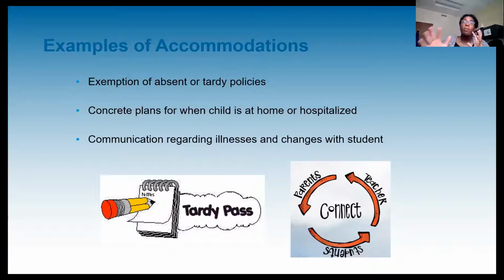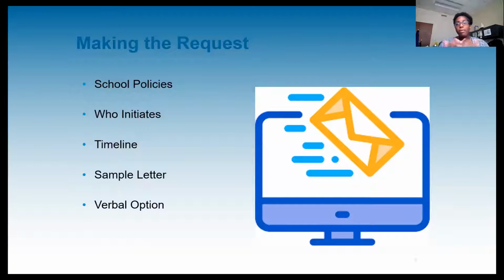So those are just a couple examples of accommodations that can happen, but there are many more. And like I said, it's really based off of what you think is best and needed for your child in the school setting and what the school can accommodate. So with making a request, you first should know your school policies and what they generally do for someone who has a health condition or disability.